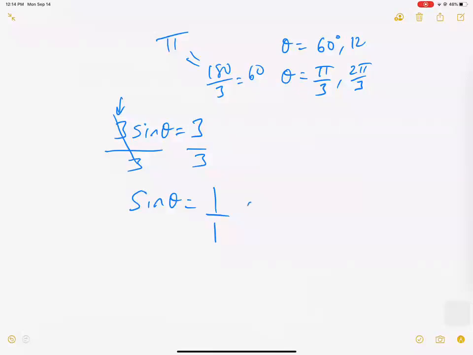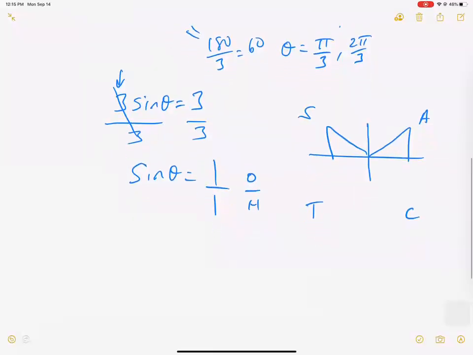1 over 1, opposite over hypotenuse, right? Invisible 1. When is sine positive? In quadrants 1 and 2. How do I know that? All Students Take Calculus. So the sides are 1 and 1. Opposite is 1. Hypotenuse is 1. Remember, looking at the right triangle, ignore the left. On my left side, the opposite side is this guy over here.